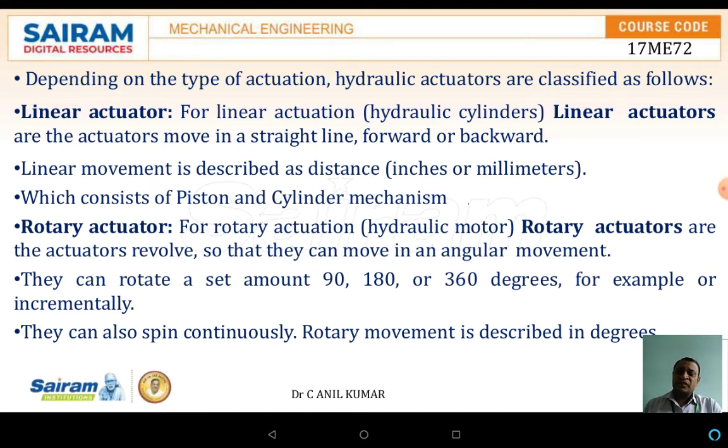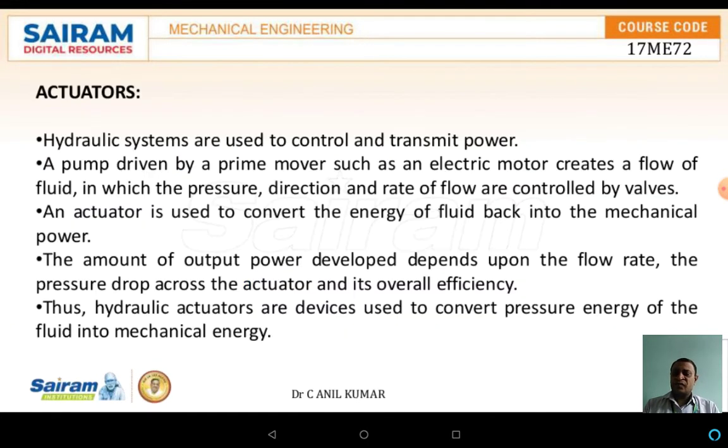The next part is the rotary actuators. The rotary actuators are nothing but the hydraulic motors. The rotary actuators are actuators that revolve so that they can move in angular movements. They can rotate with a set angle of somewhere around 90 degrees, 180 degrees, 360 degrees, and so on, or even incrementally. They can also spin continuously. The rotary movements are measured in degrees.